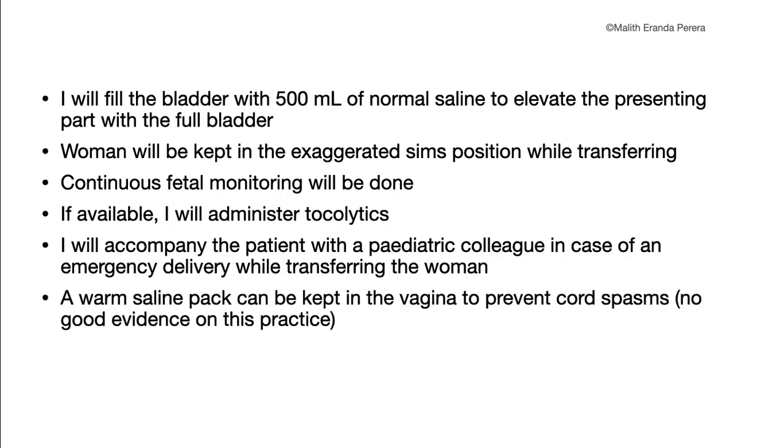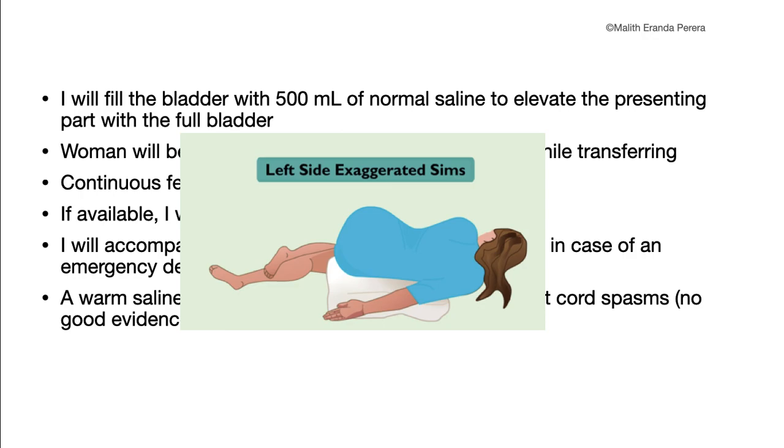Some people advise to put a warm saline pad to wrap the cord around if the cord is outside the vagina to prevent cord spasms, but there's no good evidence on this practice. This is the way you manage a cord prolapse when there's a delay in accessing the theatre or when the immediate delivery is not possible. This is a picture of exaggerated Sims position.